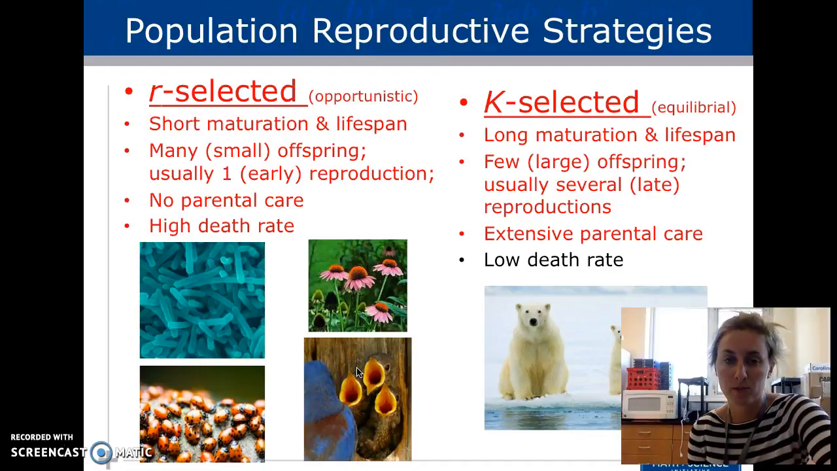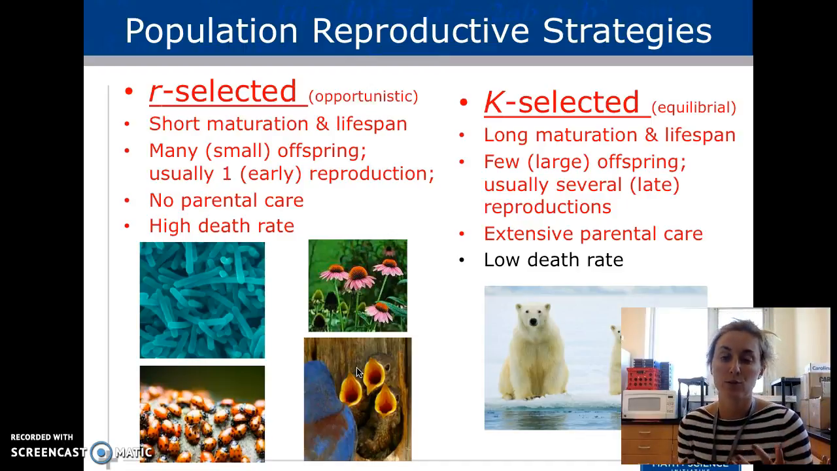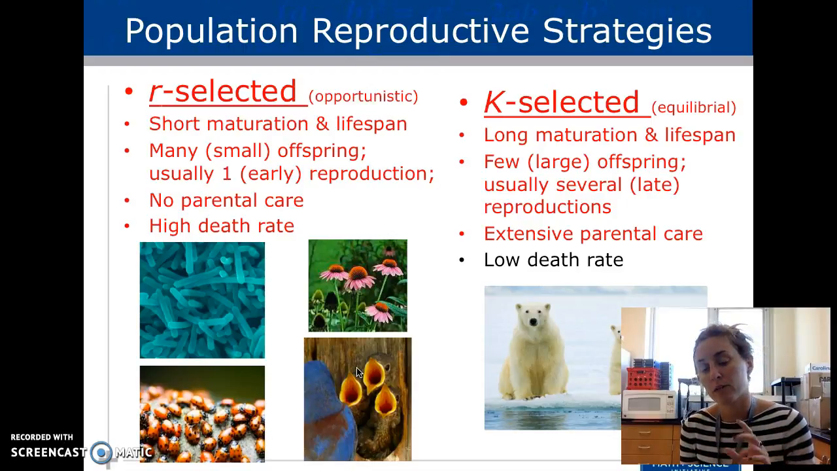The K-selected species actually require a lot more time to generate a large population. This is why most of our endangered species are K-selected species. They have a long maturation. Although they live for a long time, they don't reach reproductive viability very quickly. They have a few very large offspring.